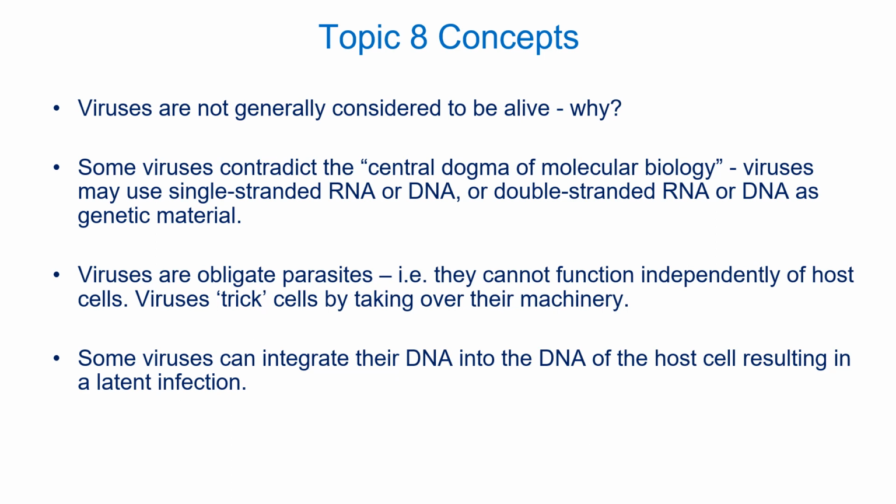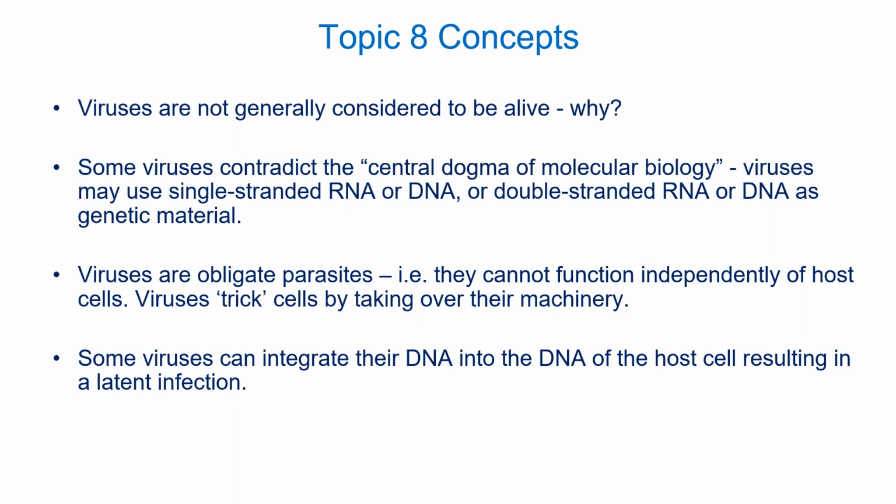Why is that? Some viruses contradict the central dogma of molecular biology. Remember that this tells us that DNA is the long-term repository of genetic information. It's used to make RNA, which is then used to make protein. But some viruses break those rules, and you should know which viruses do that and how they do that. Viruses are obligate parasites. They don't have a metabolism of their own. They can't do anything. If they're outside of a cell, they're completely dormant. They do nothing at all. They need to hijack a cell in order to get anything accomplished.